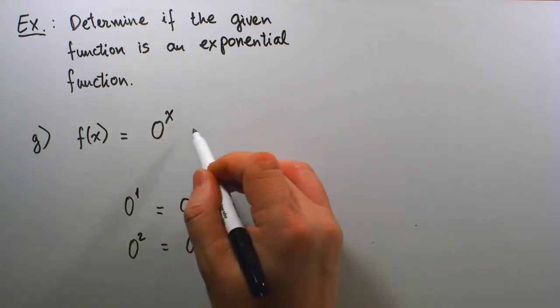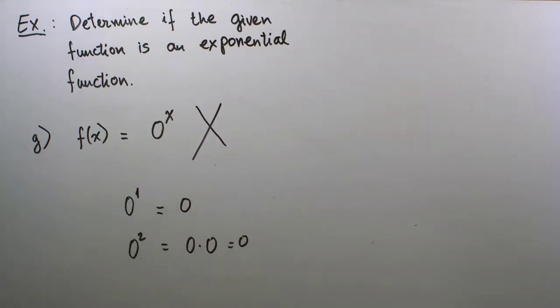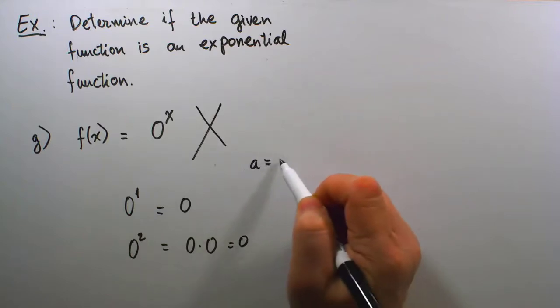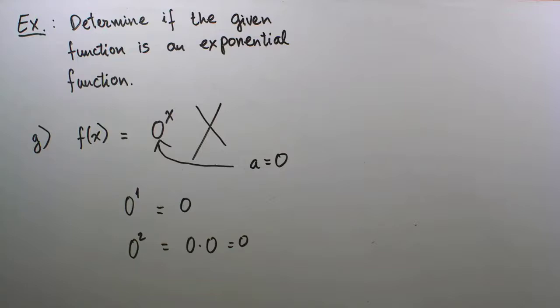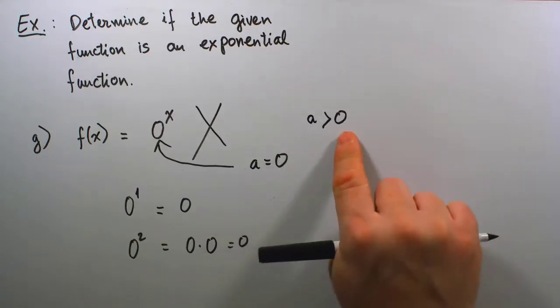as an exponential function, this function does not belong to the family of exponential functions, not at all, simply because the base here equals 0. That base we're looking at is equal to 0, where we require the base to be a positive number.